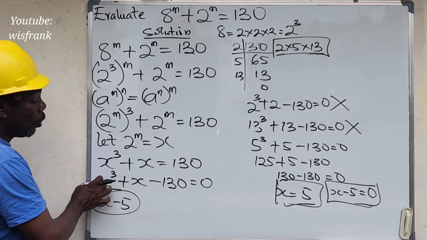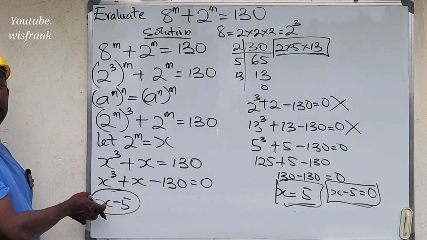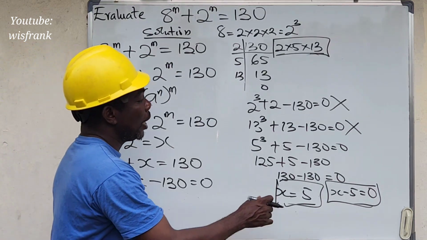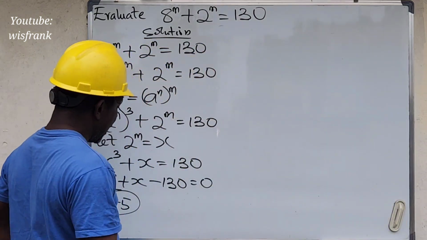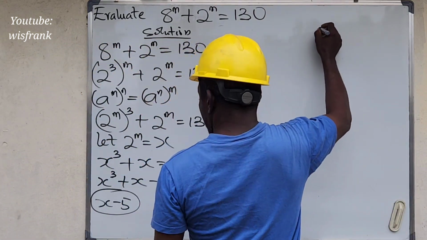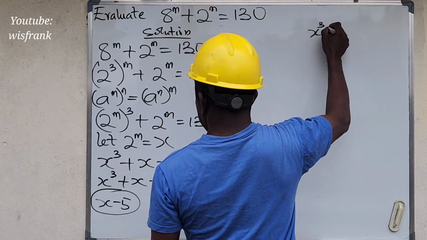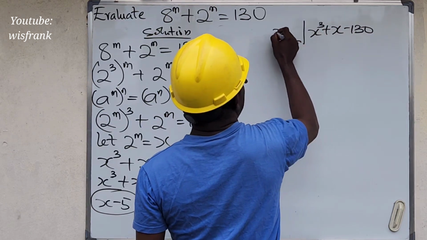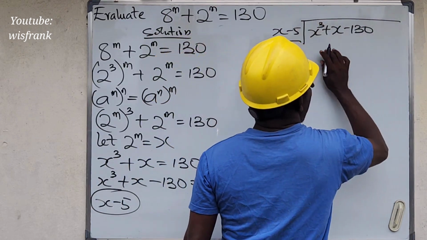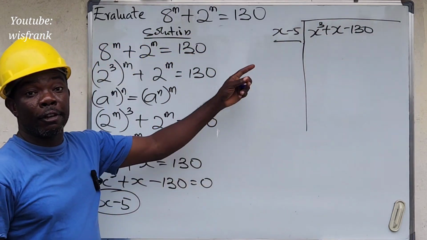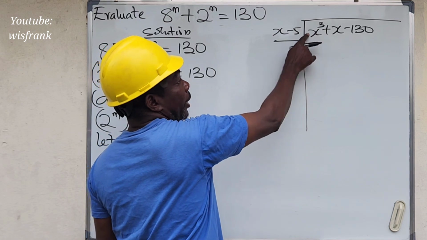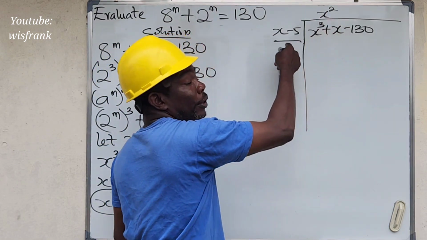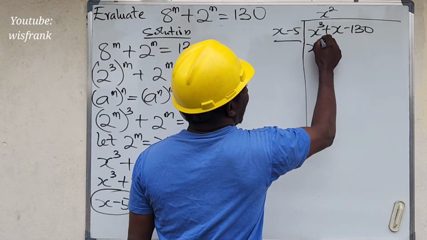We are going to divide the whole of this equation by this factor, which is x minus 5. So we are going to use long division for us to see how this can be done. So we have here x to the power of 3 plus x minus 130. Then we divide by x minus 5. So what will this give us? x to the power of 3 divided by x will give us x to the power of 2. So x to the power of 2 times x will give us x to the power of 3.